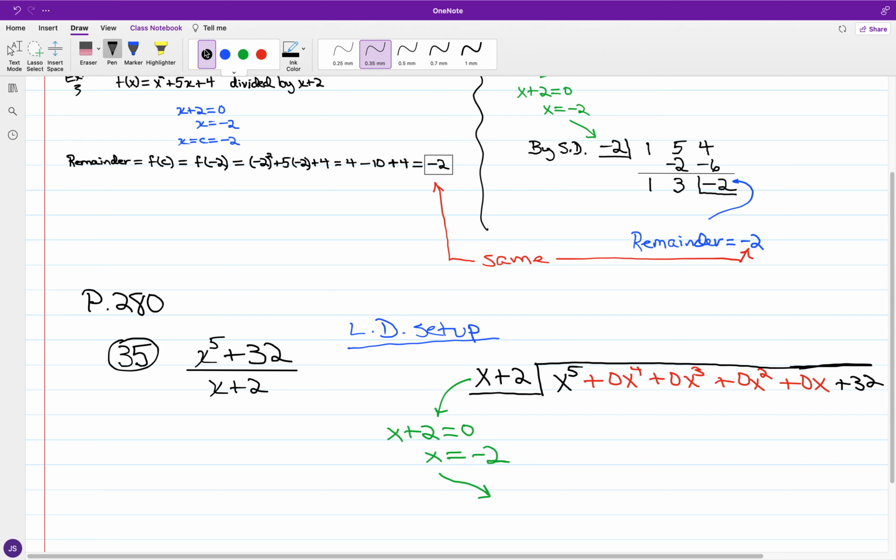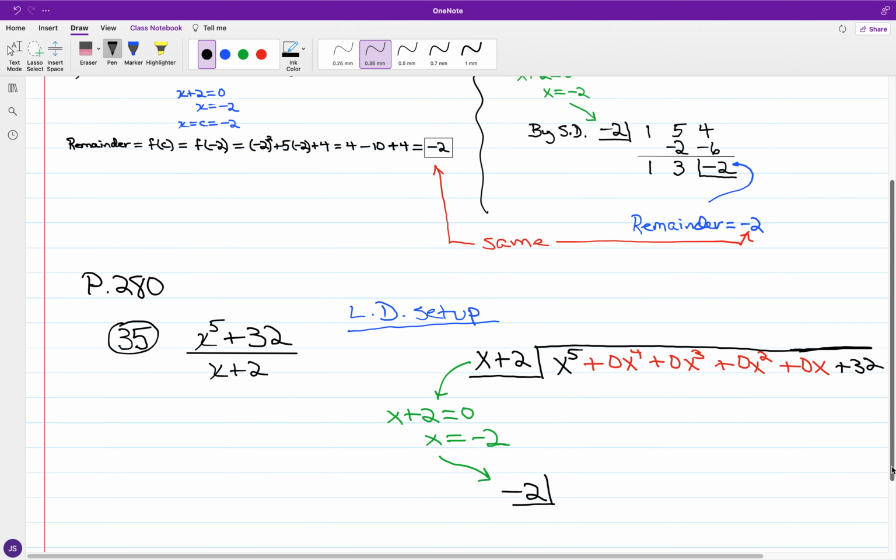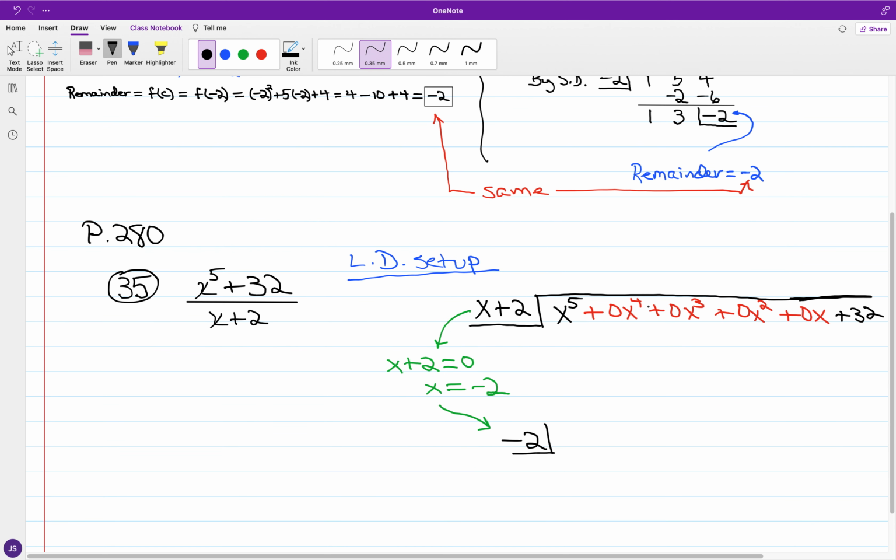All right, so we have synthetic division. Okay, so we have negative 2 for the 0, and placing the coefficients of the dividend. So you have 1 for x to the fifth. And again, we have 4 zeros for the missing terms in x from first order to fourth order. Okay, we close out with the constant value of 32.